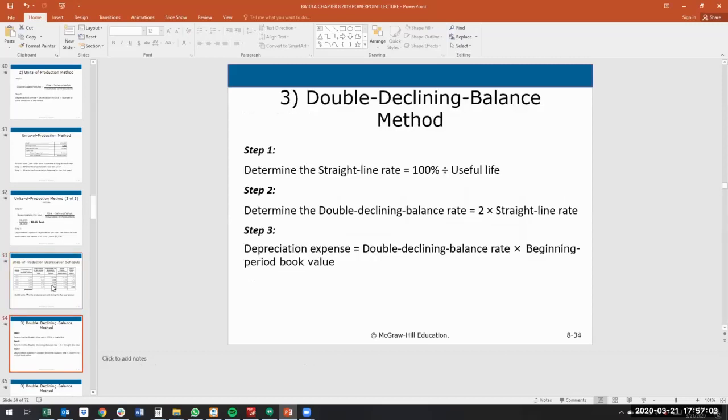The last but not least, the double declining balance method. And so this gives the concept that some assets lose value significantly more quickly over time than other assets. And so a good example might be computers. And so even if we have a 5-year useful life on a computer, like we might use laptops.